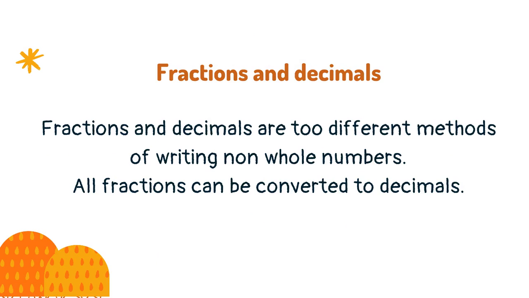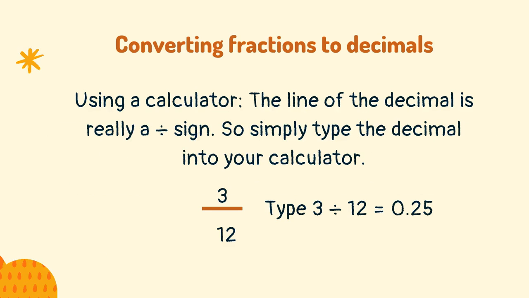All fractions can be converted to decimals. Using a calculator, the line of the fraction is really a divide sign, so simply type the fraction into your calculator. For example, the fraction 3/12 can be converted into a decimal by dividing 3 by 12, which gives 0.25.